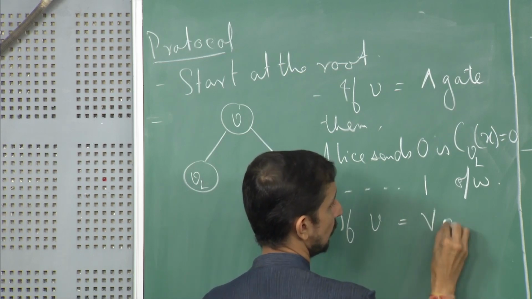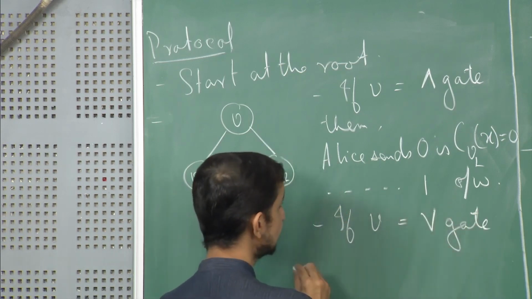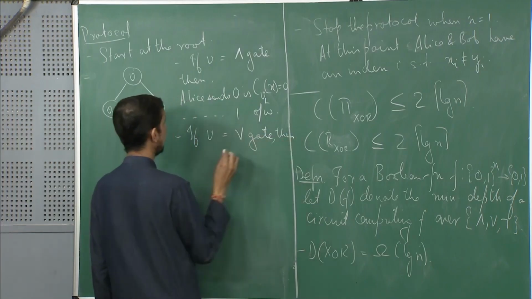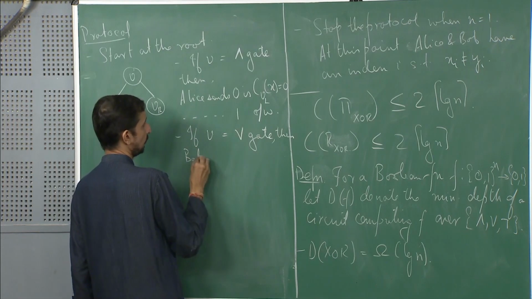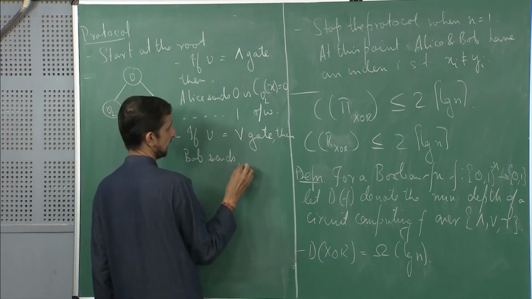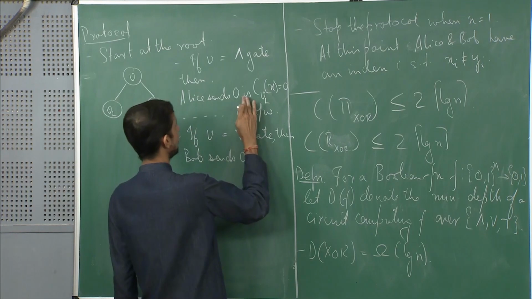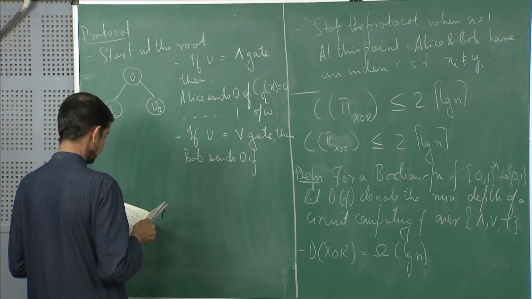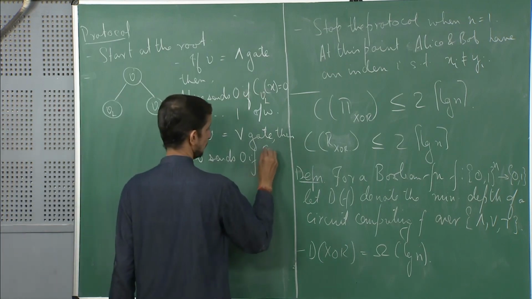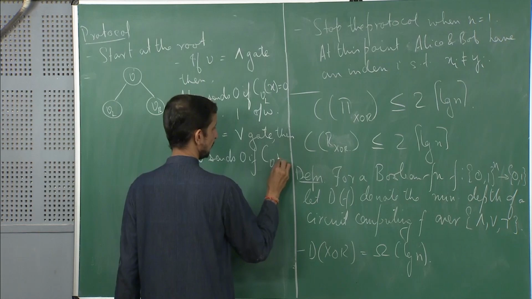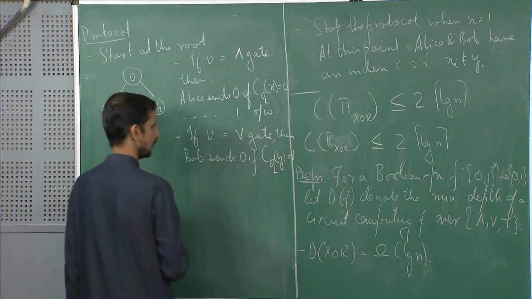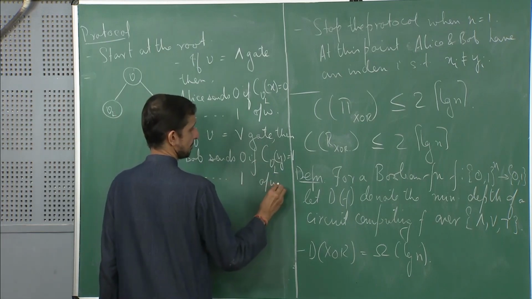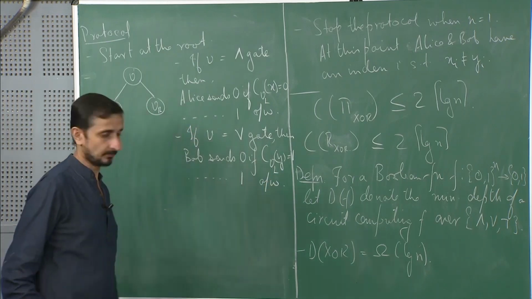Correspondingly, if V is an OR gate, Alice doesn't do anything, then Bob sends 0 if CVL of Y is 1, and Bob sends 1 otherwise.